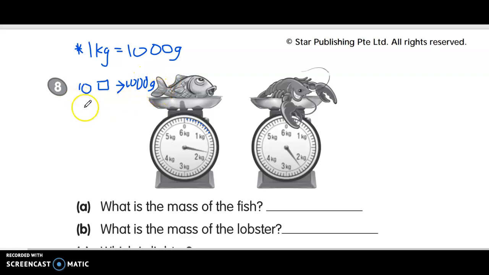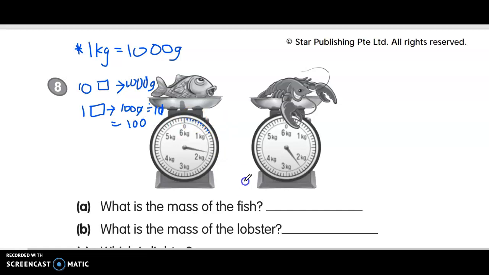So how do we find each interval? Remember, we learned about 1 each. What do we do? Divide. So we take 1000 divided by 10. The answer is 100. So each interval is 100.